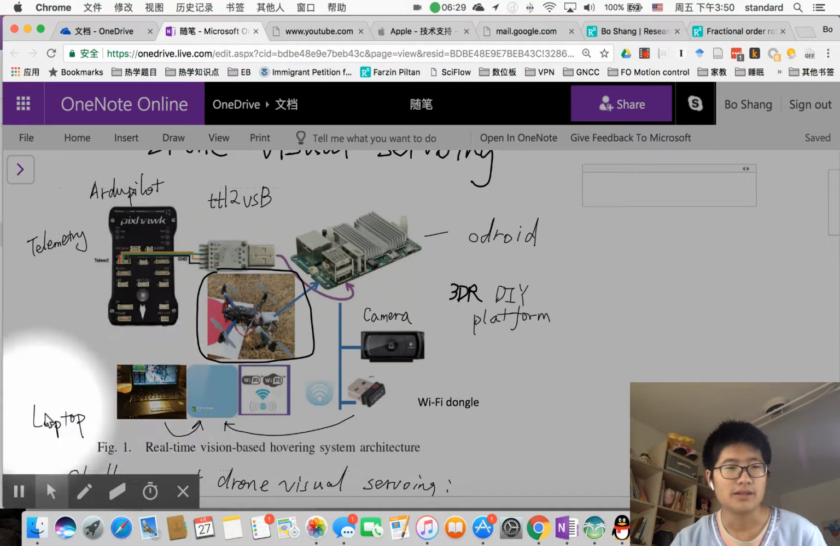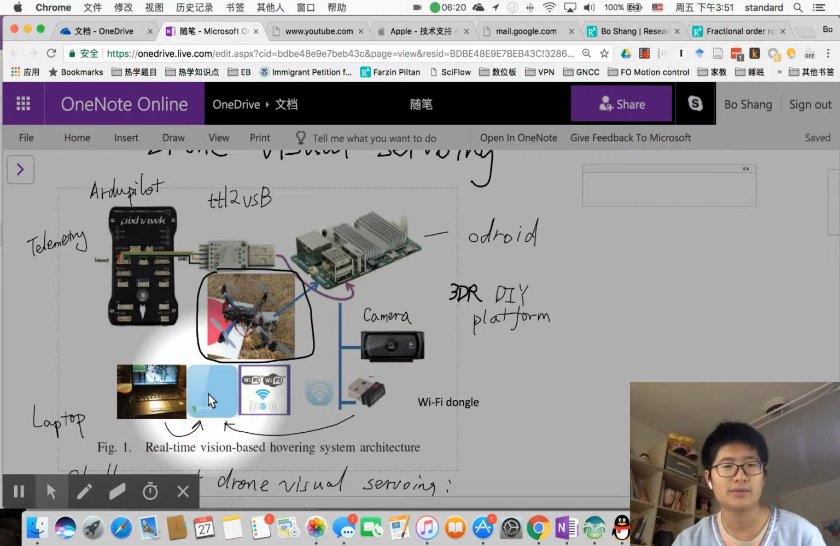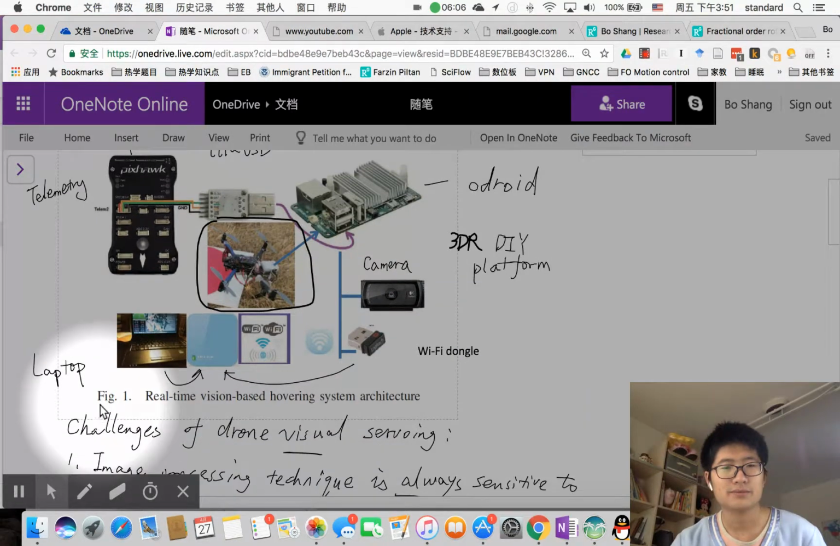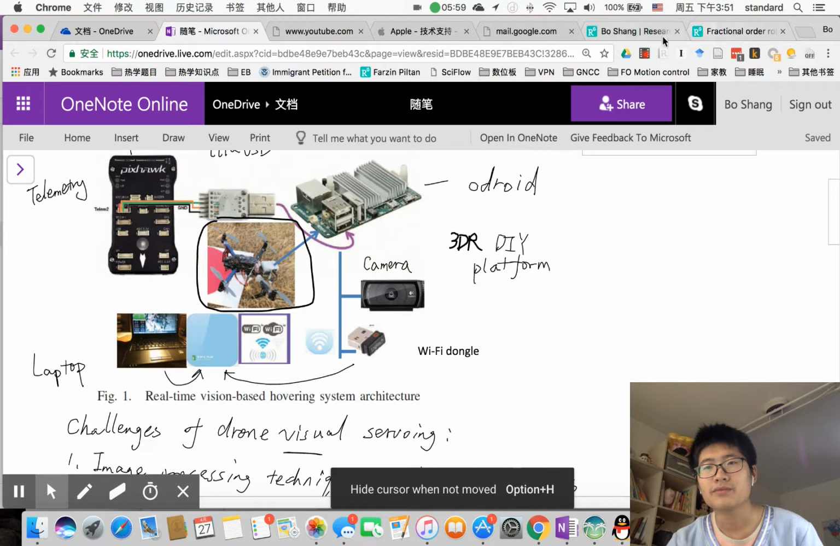And then we can use a laptop to connect to a Wi-Fi hotspot, and the drone connects to the same Wi-Fi hotspot. This way we can use the laptop to monitor what is happening on the drone, as well as see the video from the camera on the drone. Let me show the video that I took.